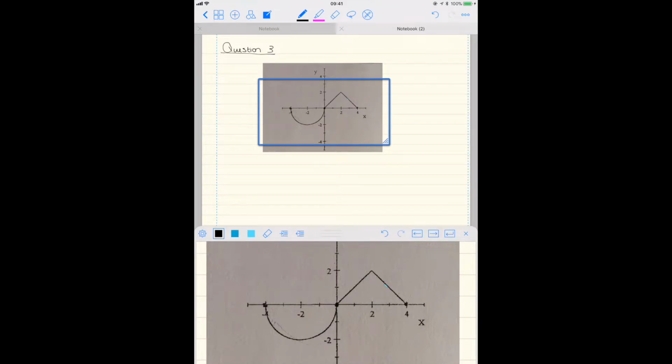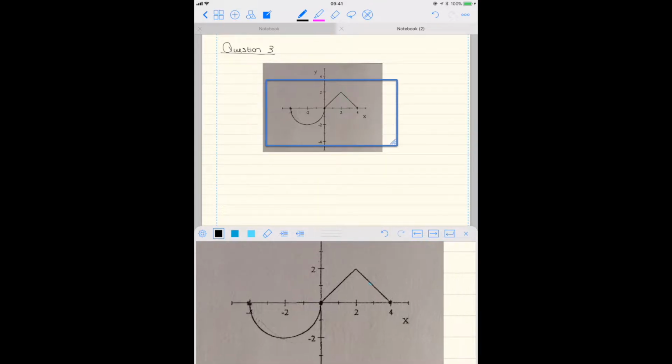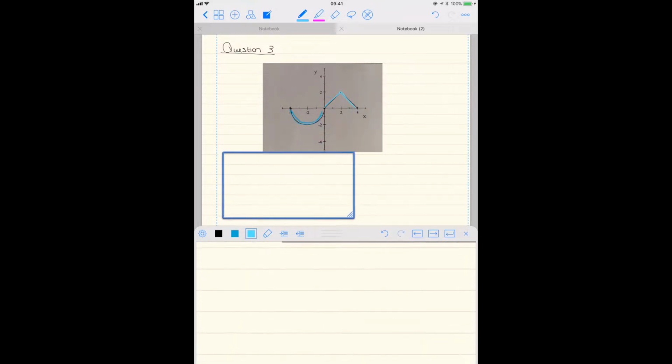For question 3, they give you this graph and ask you to write down the function f(x). So we have two parts. We have this part, which is a half circle, and this part, which is two straight lines. So we'll start with the half circle.